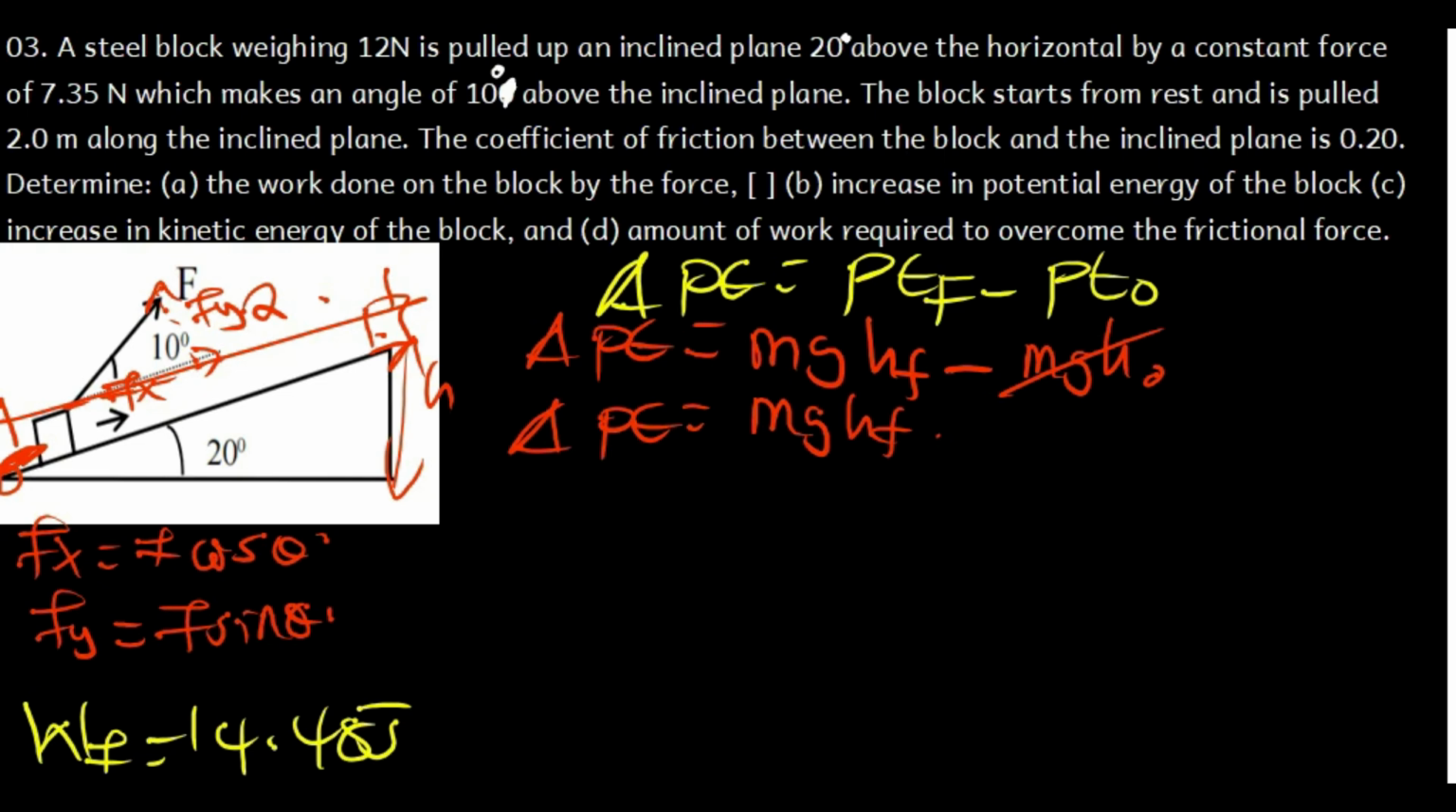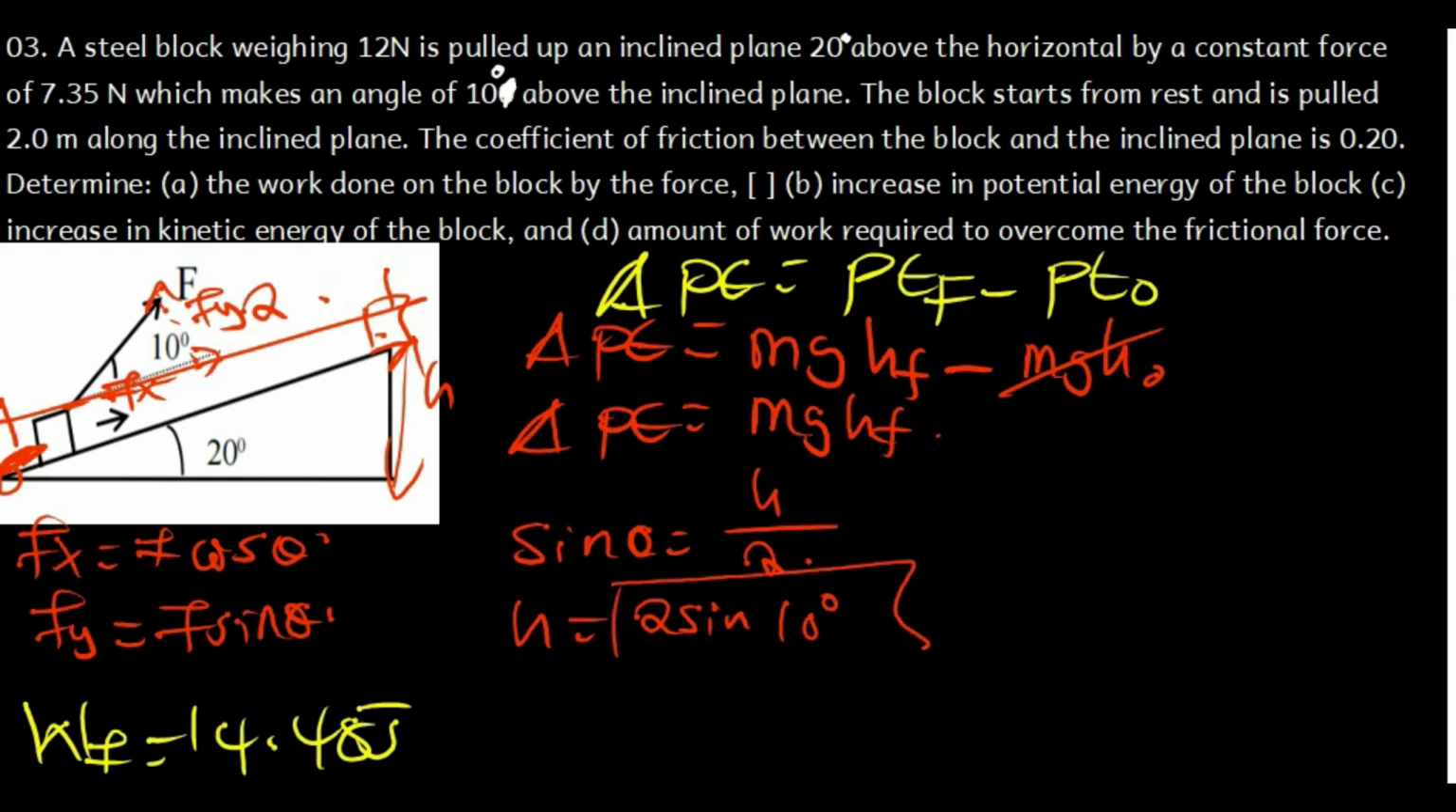So if I use sine theta, which is going to be the opposite, h, over the hypotenuse, d, which we have been given to be 2, then to find h is going to be 2 sine 10 degrees. So where there is h, I can replace it with 2 sine 10 degrees. Okay, so this is what I'm going to do.